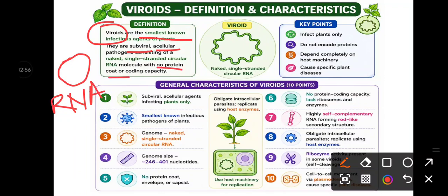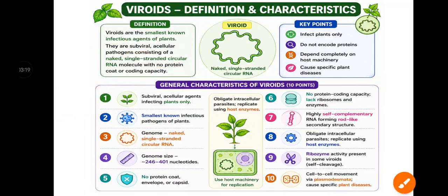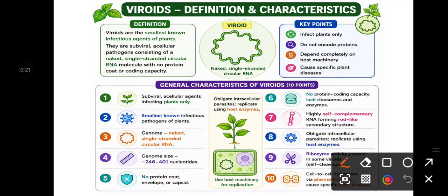The main difference between the virus and the viroid is that it lacks protein coding capacity. Another thing I forgot to mention is that the first plant viroid discovered is potato spindle tuber viroid. For viroid, generally PSTVd is written.